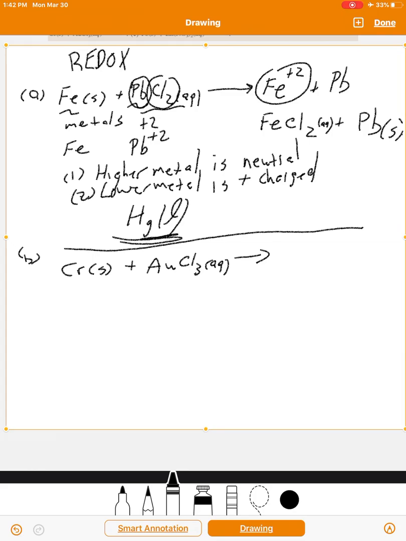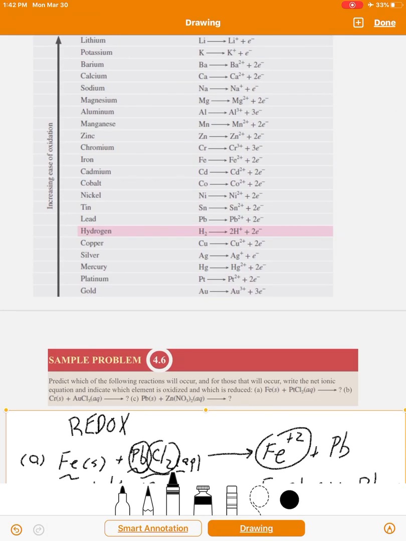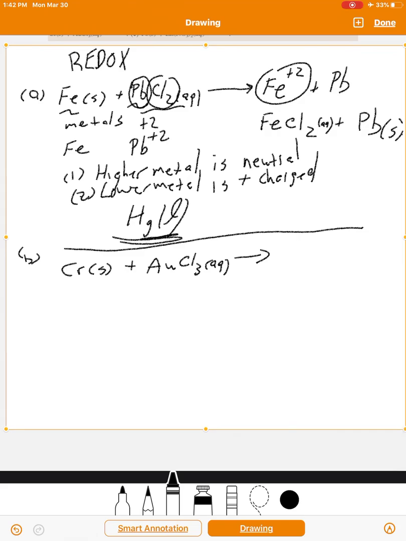So now we try to figure out what it's going to turn into. So you look for chromium. Well, chromium, when it's converted, will get converted to plus 3. And then the gold will just get turned right back into the element. So this would be chromium plus 3 and gold.